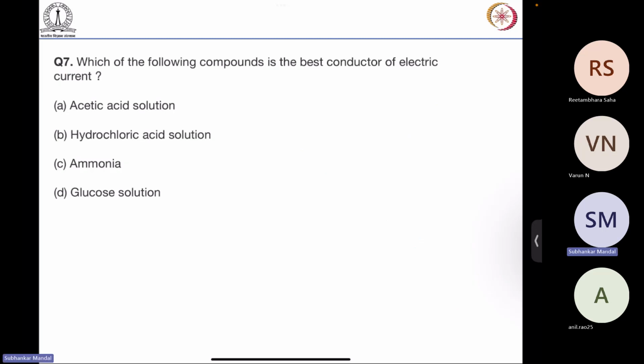Which of the following compounds is the best conductor of electric current? Option A is acetic acid solution, option B hydrochloric acid solution, option C ammonia, option D glucose. Yeah, someone has written hydrochloric acid solution. Why hydrochloric acid?